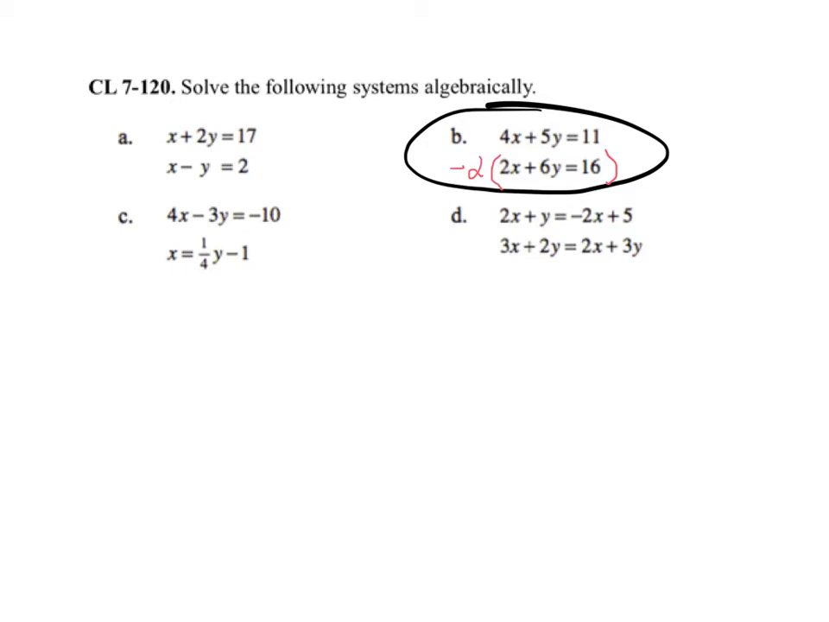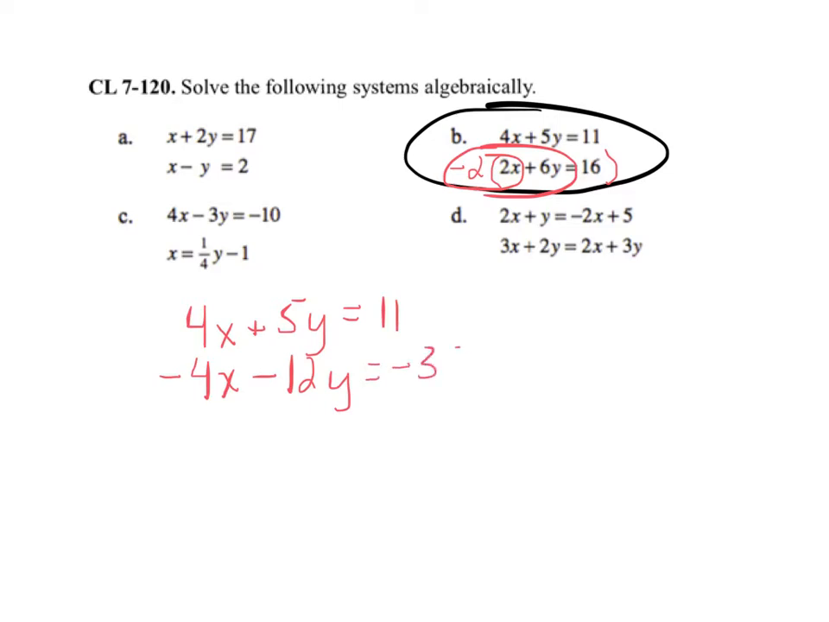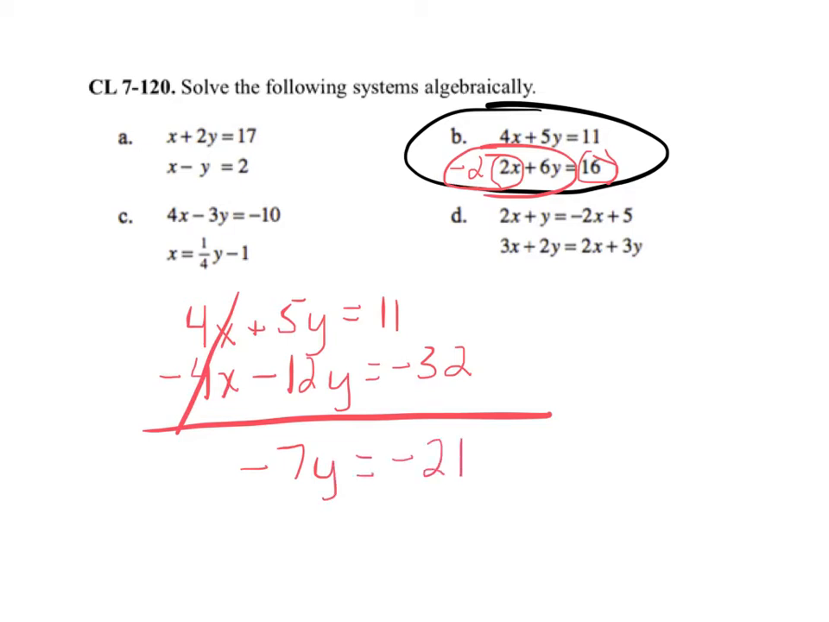So we'd end up with 4x plus 5y equals 11. And then negative 4x, when I multiply these out right here, minus 12y equals negative 32. Make sure I multiply the -2 by everything. Now when I eliminate, add down, I get negative 7y equals negative 21. That's nice. Y equals 3.